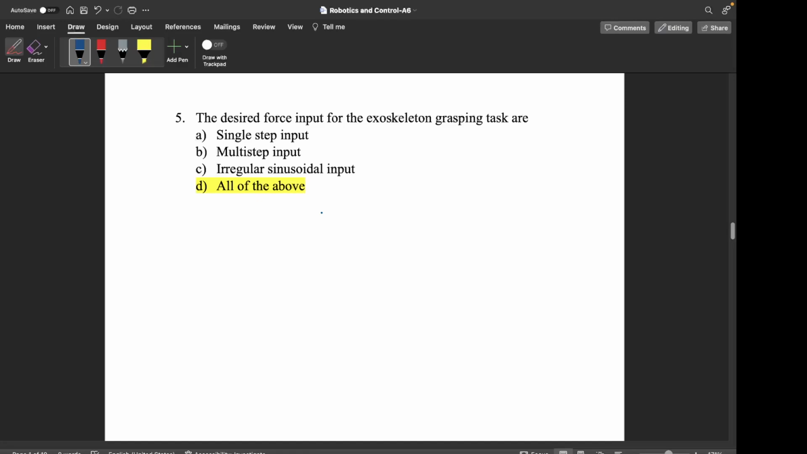So basically this points to the fact that we need what we call force control, right? Force control is a very important thing in designing these exoskeletons, right?